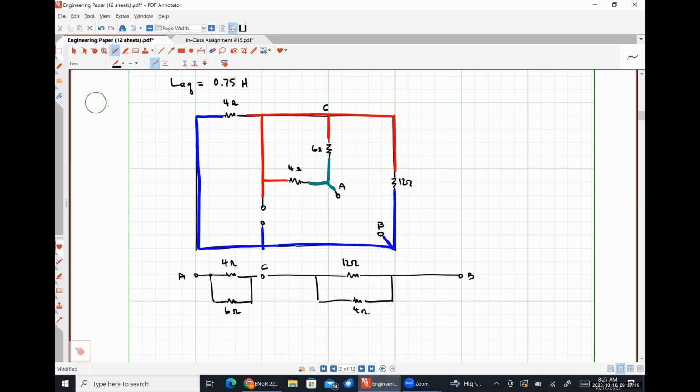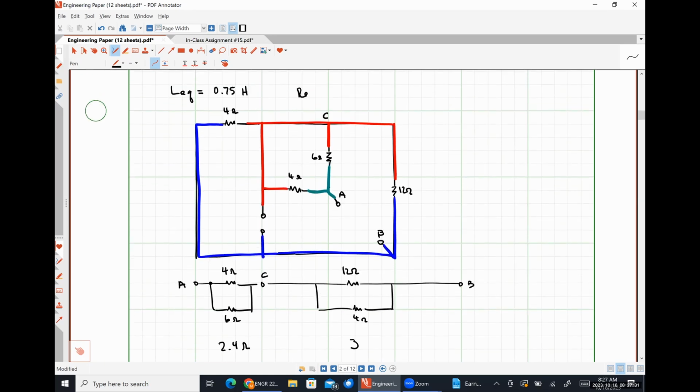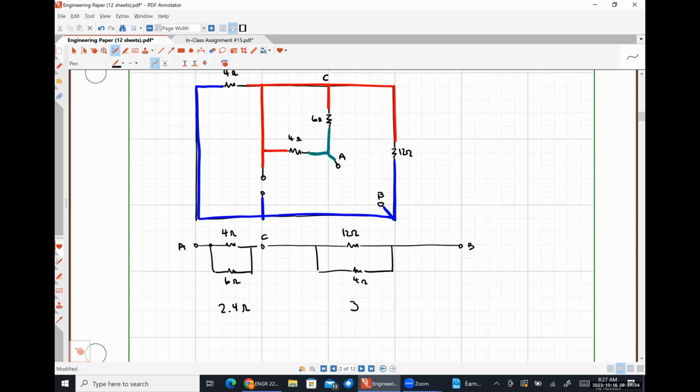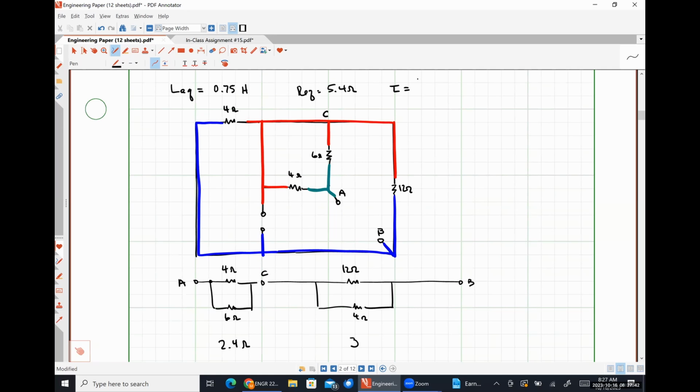So let's see. 4 in parallel with 6 is going to be 24 over 10. So this looks like 2.4 ohms. 12 in parallel with 4 is going to be 48 over 16, which looks like 3. So REQ is 5.4 ohms. Tau is LEQ over REQ. So 0.75 divided by 5.4.